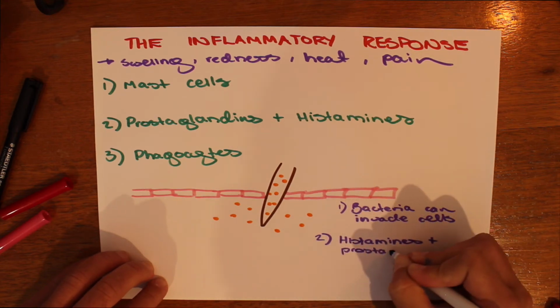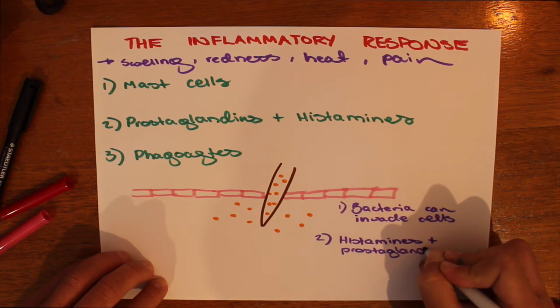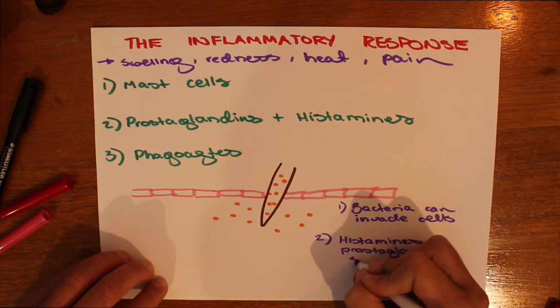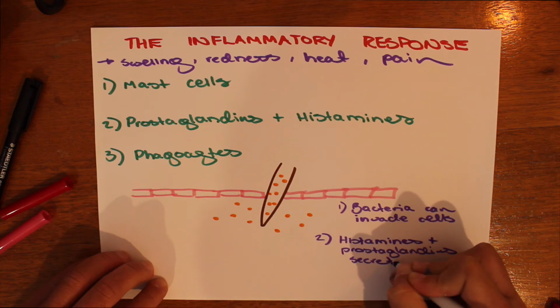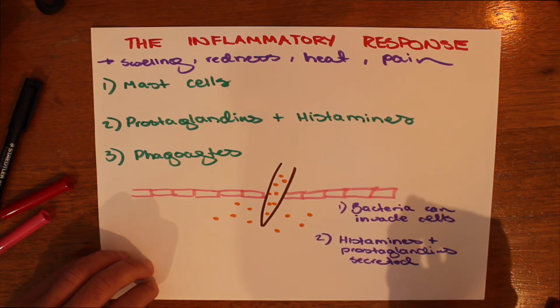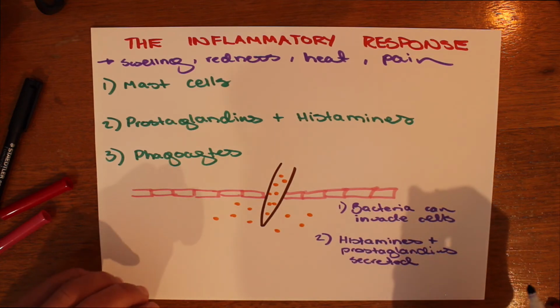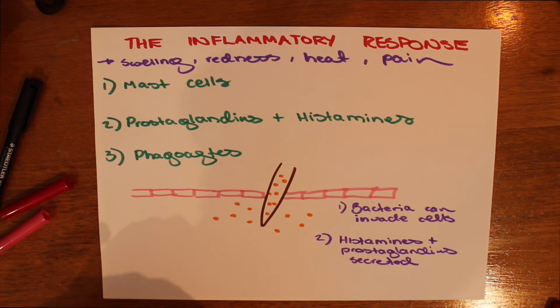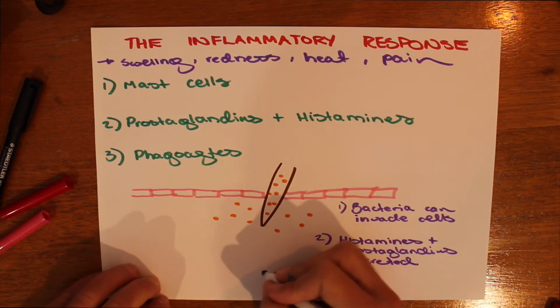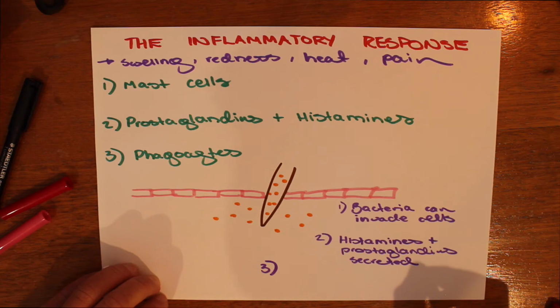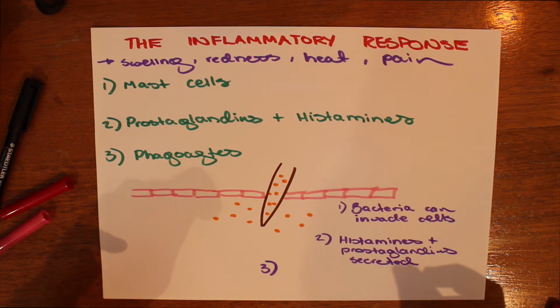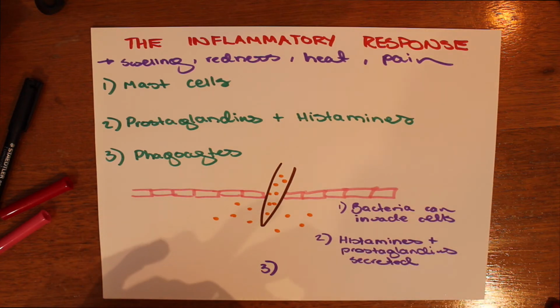Histamines and prostaglandins are secreted. And what they do is a very important job. So the third thing that they're going to do is they firstly cause vasodilation, and they cause increased permeability of a blood vessel.